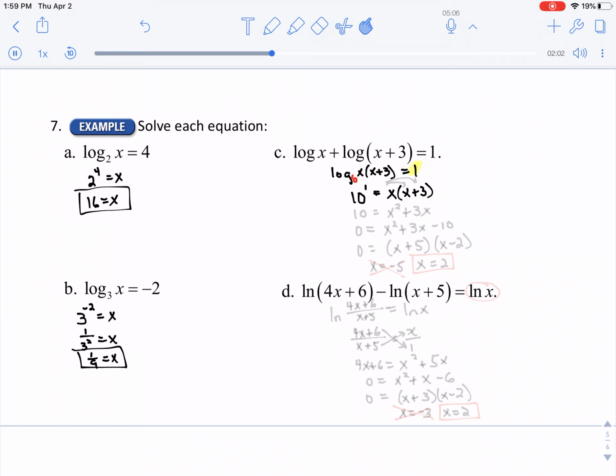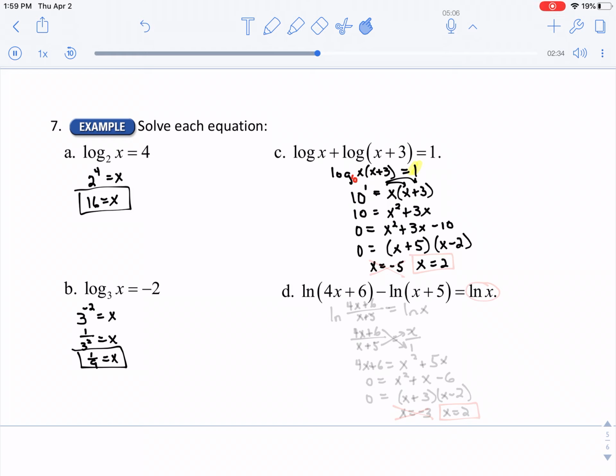Now I'm going to distribute the x. So I get 10 equals x squared plus 3x. I subtract 10 from both sides, and I get 0 equals x squared plus 3x minus 10. Now I have to factor that. That factors into x plus 5 times x minus 2. So x equals a negative 5, or x equals 2.